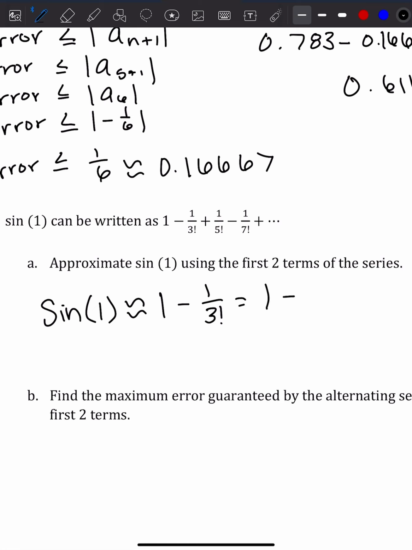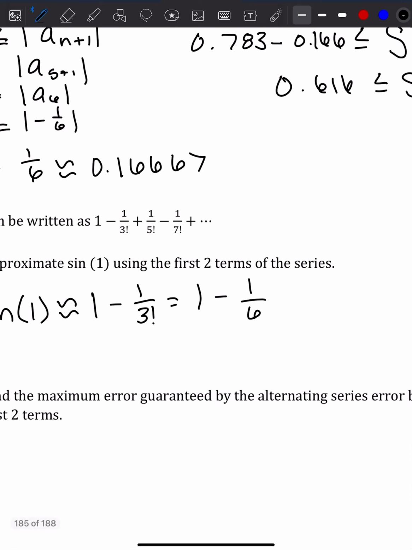So we have 1 minus 1 over 3 factorial, which happens to be 6. So we're really looking at 6 over 6 minus 1/6. So 5/6. So S sub 2 is equal to 5/6, which is the same as 0.83 repeated. Find the maximum error guaranteed by the alternating series error bound when using the first two terms.